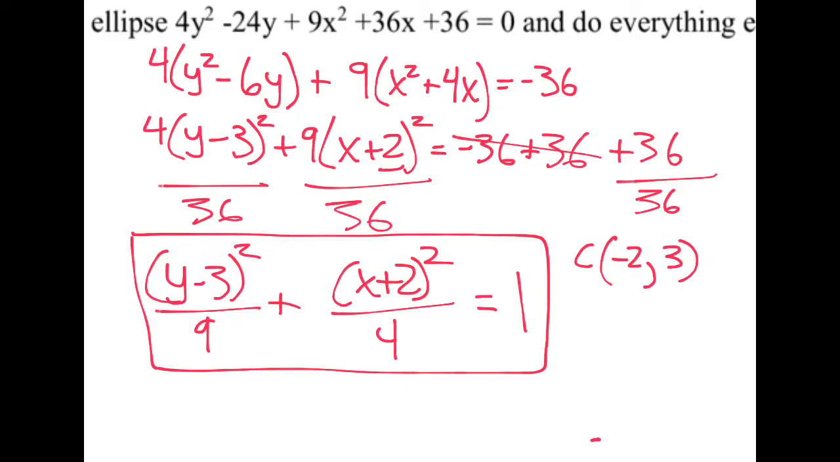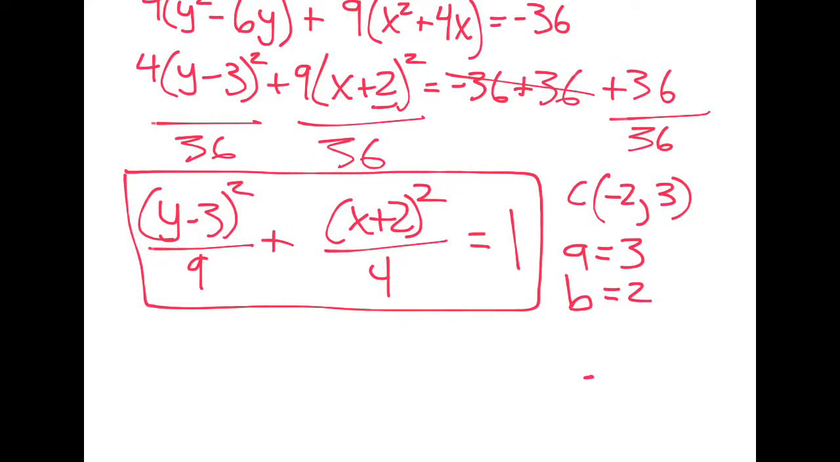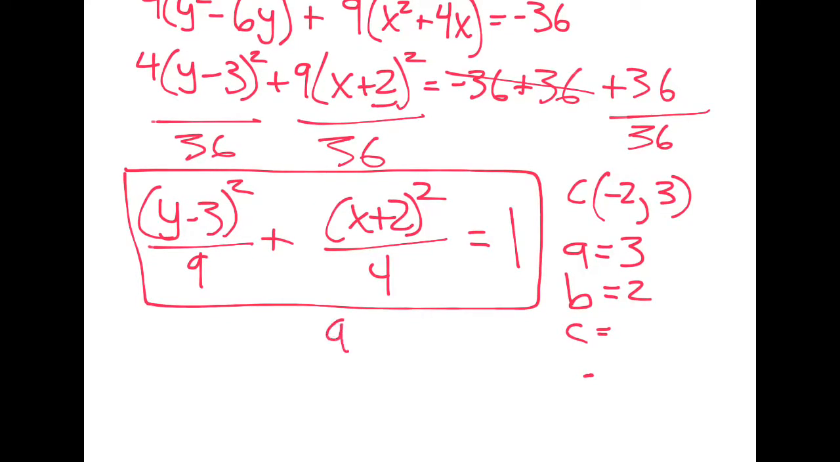I know that a is equal to 3, the square root of 9, the square root of the larger denominator, which means that b is the square root of the smaller denominator, 2, which means that I could also find c. Remember, for an ellipse, we have the relationship a squared equals b squared plus c squared, so a squared equals c squared plus b squared.